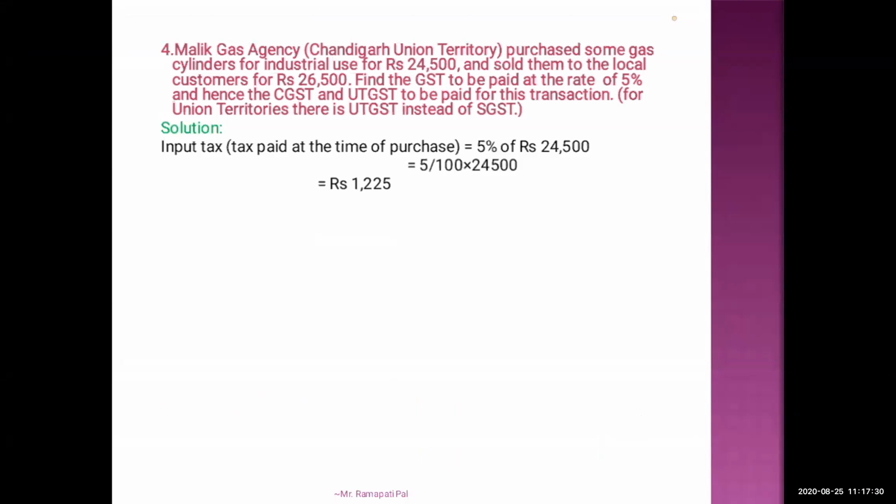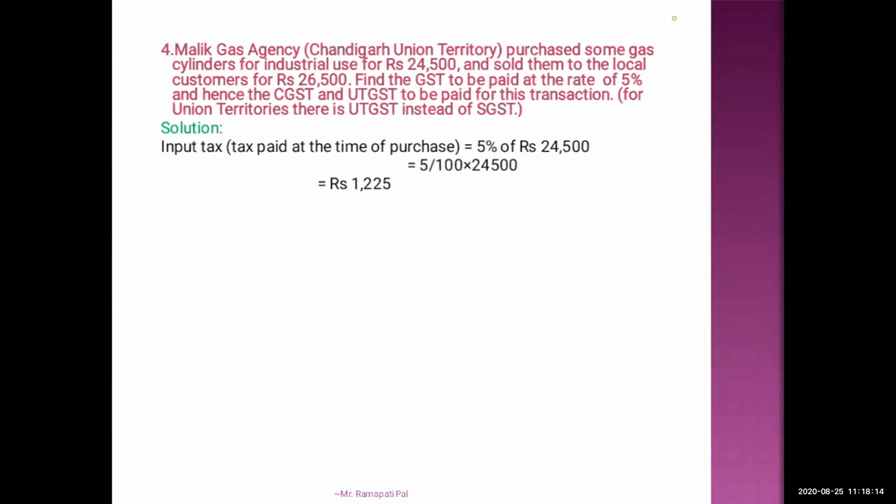Now we have to see what the output tax is. That is tax paid at the time of sale. Correct? That is also 5% of 26,500. It is given, mentioned, sold to the local customer for rupees 26,500. We know that output tax is greater than input tax. Correct, na? So 5% of rupees 26,500. Calculate it now fast.